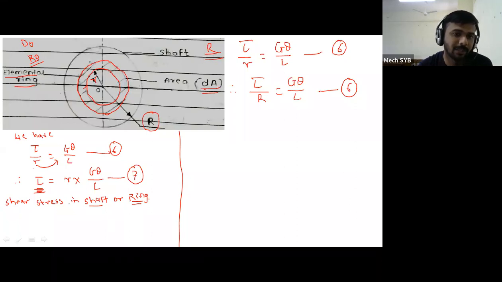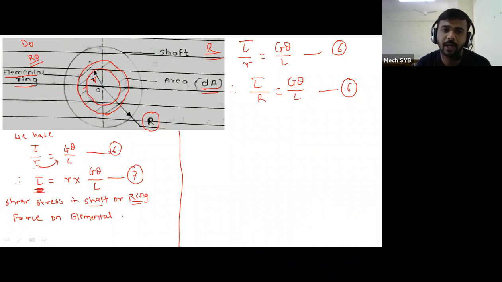That's why whatever the shear stress is induced in the shaft, that shear stress we are considering for the ring also. Okay, now the shear stress we have calculated. Now if I have to calculate the force on the elemental ring, that force will be represented by dF.